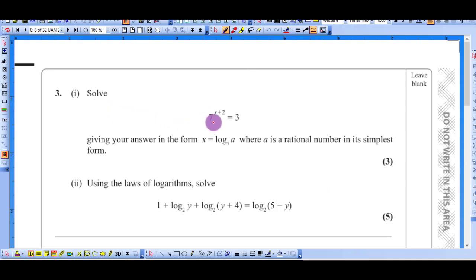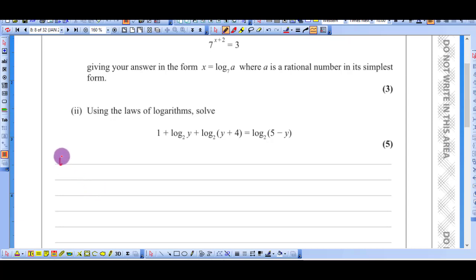Solve 7 power x plus 2 equal to 3. Give your answer in terms of log base 7 of a, where a is a rational number in its simplest form. So let us start. 7 power x plus 2 is equal to 3. Let us take log base 7.